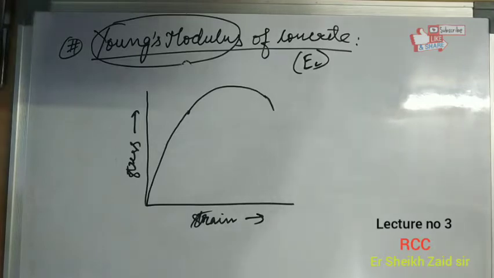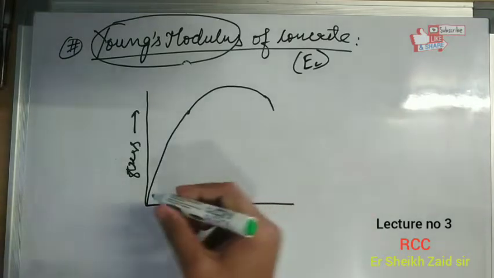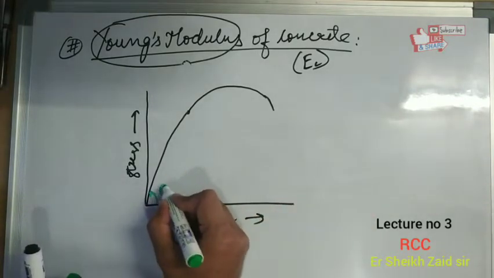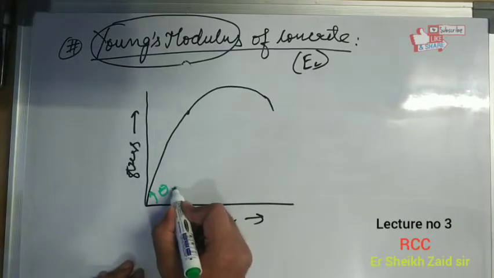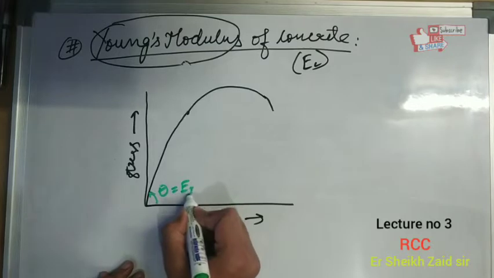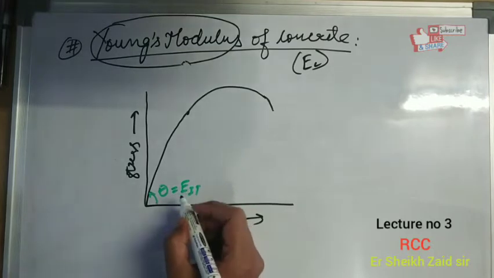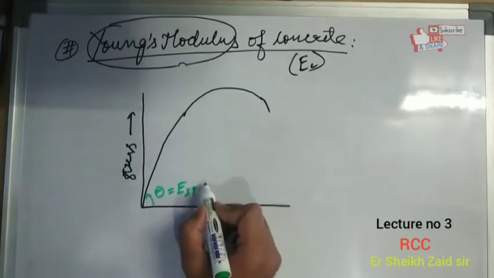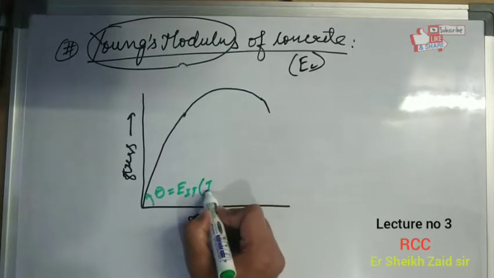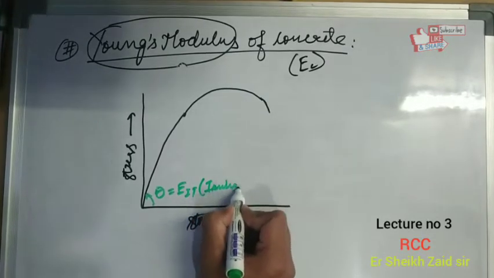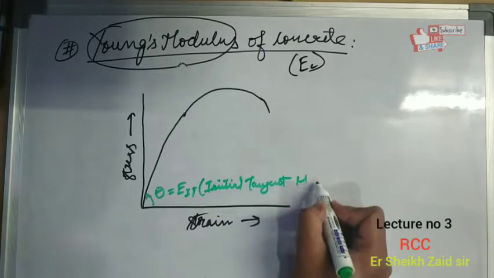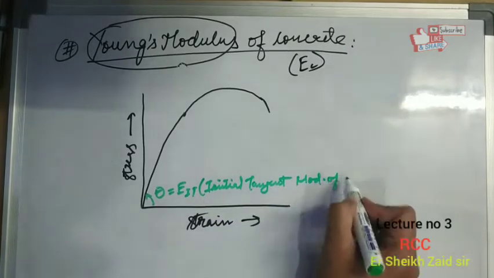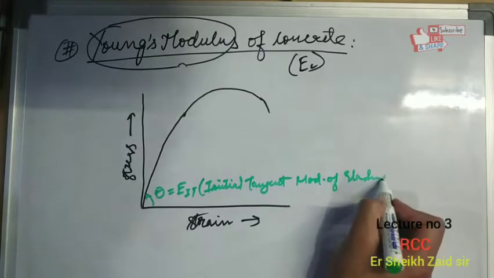It is simply the slope of stress strain curve of concrete at the origin. So at the origin, whatever the slope is, that will be called as initial tangent modulus of elasticity, represented by Eit, the initial tangent modulus of elasticity of concrete.